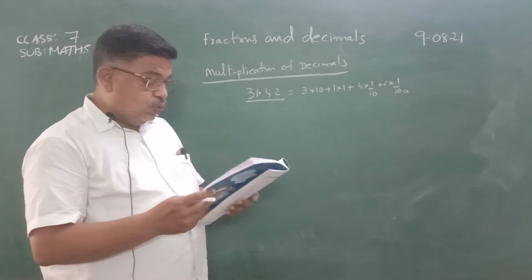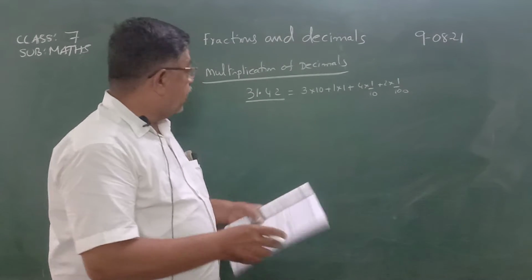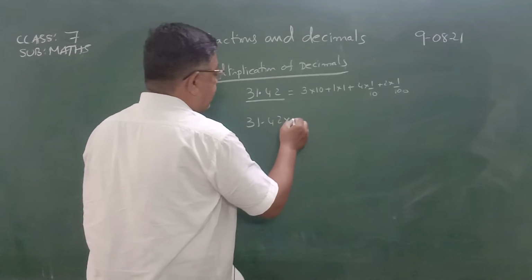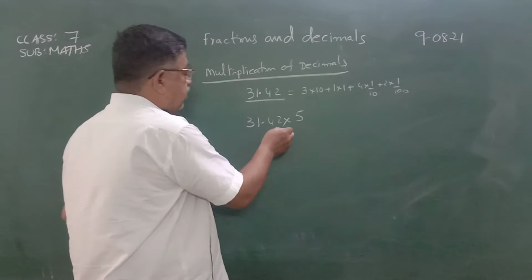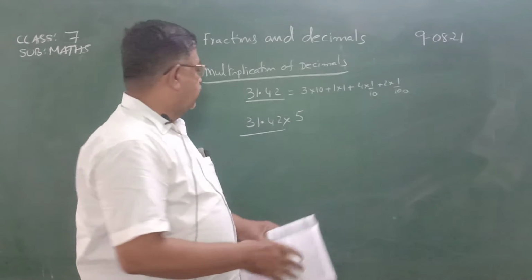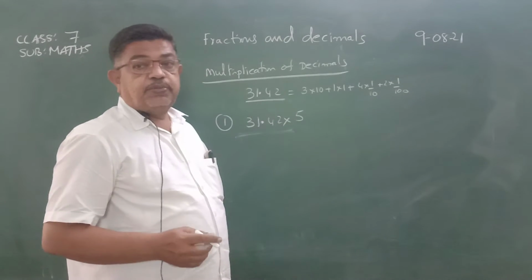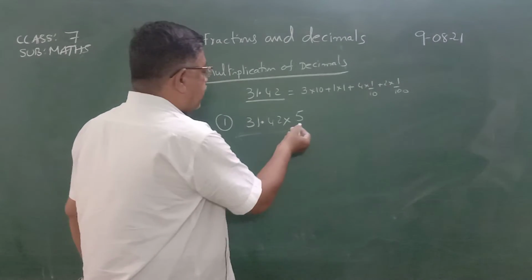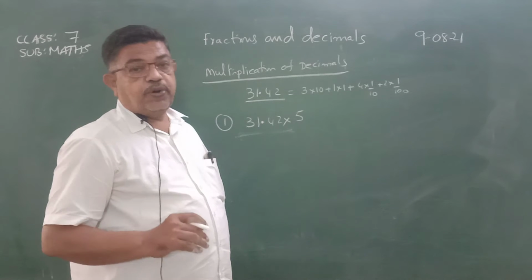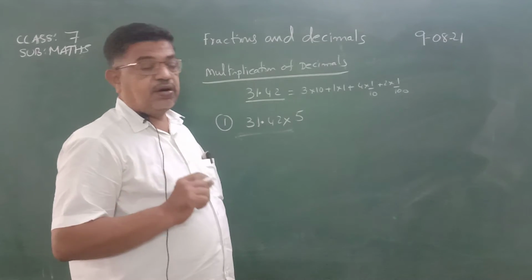Next we can do multiplication of a given decimal number 31.42. Suppose I ask you to multiply with 5. 31.42 is a decimal number multiplying with a whole number. So whenever you are given such problems, first you just take the decimal number and multiply by the whole number. Multiply with 5. Forget about the point. Whenever you are doing multiplication, don't think about the point. After the product is over, then we have to count the number of places and place the decimal accordingly.